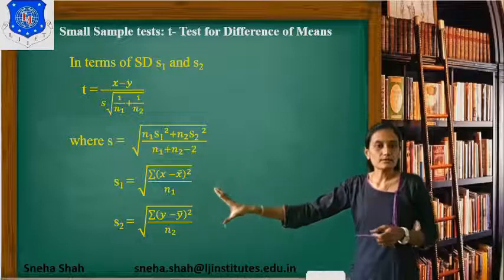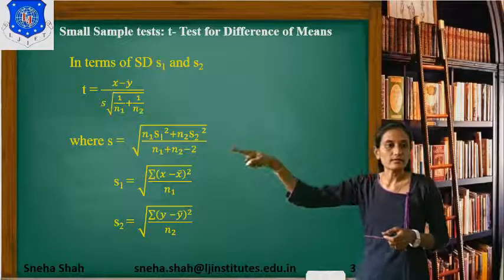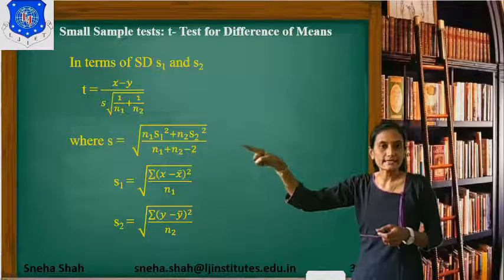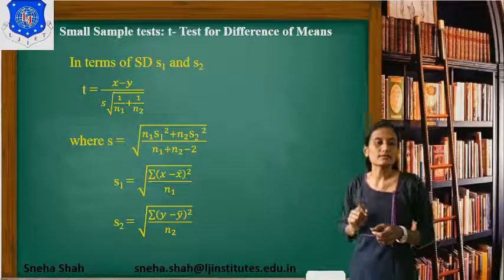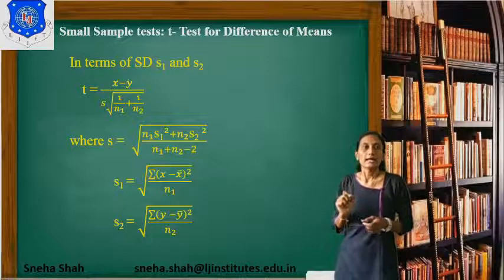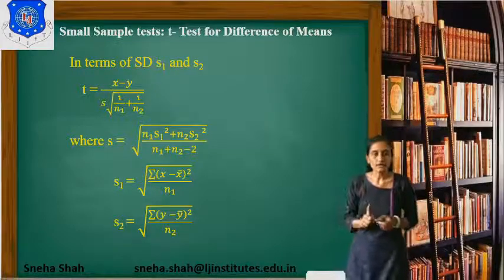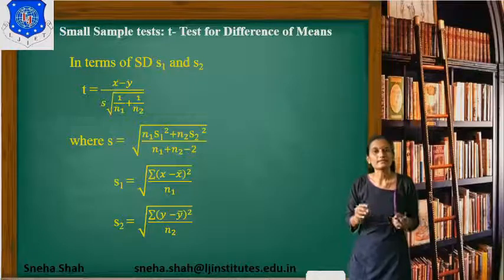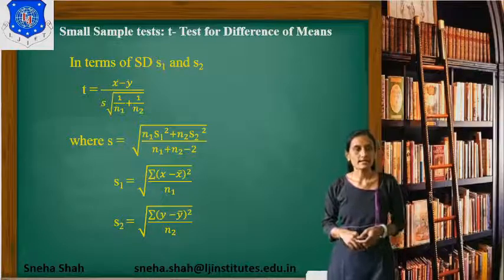Now we will put these two particular values in the above equation to find out the value of t. Then we will find the critical value of t, and by comparison we can give some decision, right?